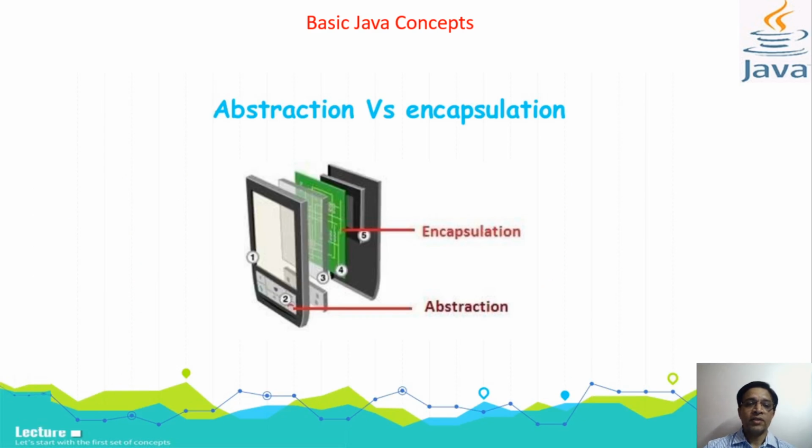Now then, how are abstraction and encapsulation correlated? That is, with an example I have shown you in the previous class. If you take an example of our mobile phone, the features which are available on our mobile phone through its screen, the interface through which we communicate or give instructions to our mobile, is called abstraction, and the inside electronic circuit, which is placed inside the body of our phone, is called encapsulation, right?